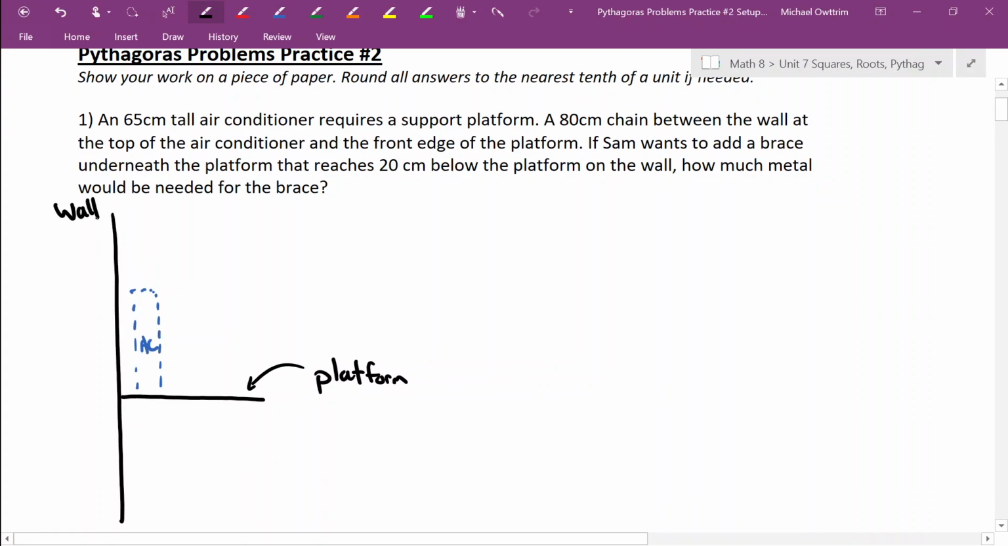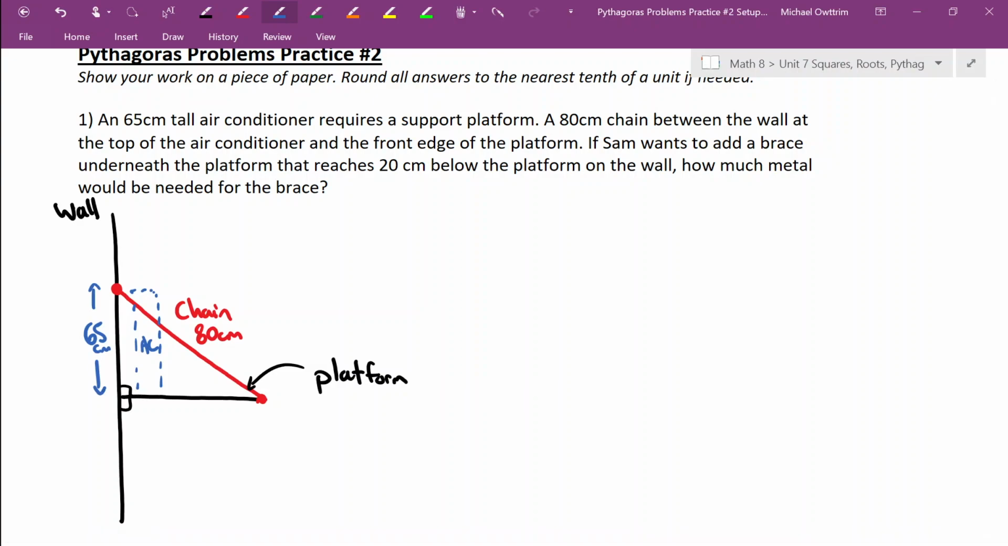And I'm going to assume that this platform or shelf is not leaning or tilted. So since my vertical wall is vertical and my platform is straight horizontal, I know that there's a right angle between the two. And I'm told that there is a chain that is 80 centimeters long between the wall at the top of the AC and the front of the platform. So here's my chain, and I know that is 80 centimeters. And then likewise, since the chain is on the wall at the top of the AC, this is going to be my 65 centimeters between the bottom of the platform and the top of the AC.